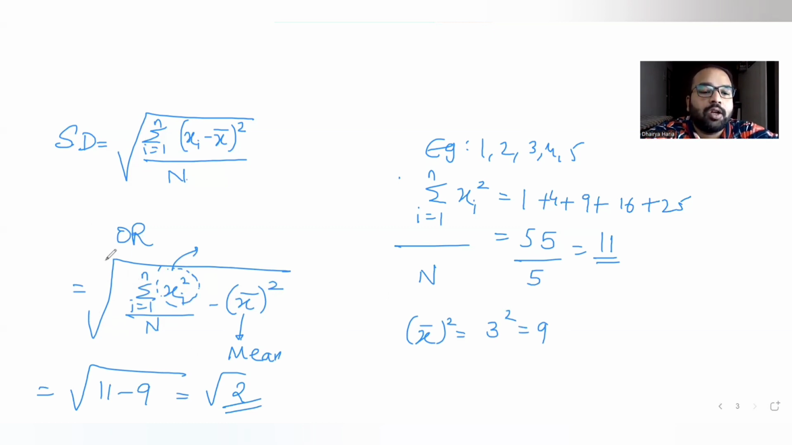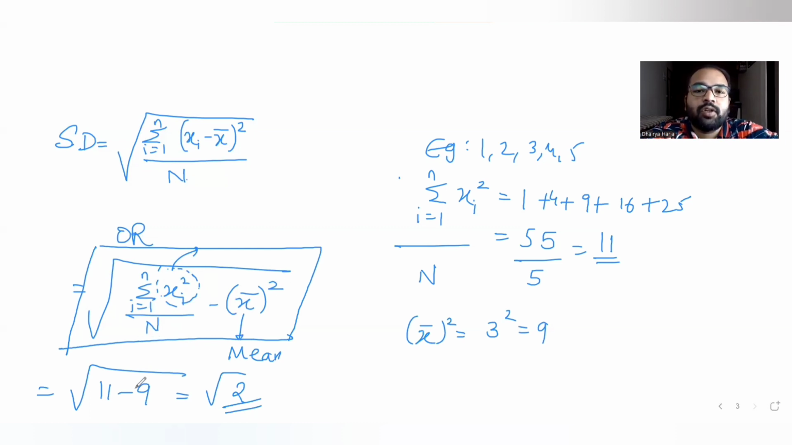So we have understood how to use this formula. Also, we have understood how to derive this formula. So in case during the exam you forget the formula that we are using in standard deviation, you can just derive it during the exam and then use the idea to calculate the standard deviation.